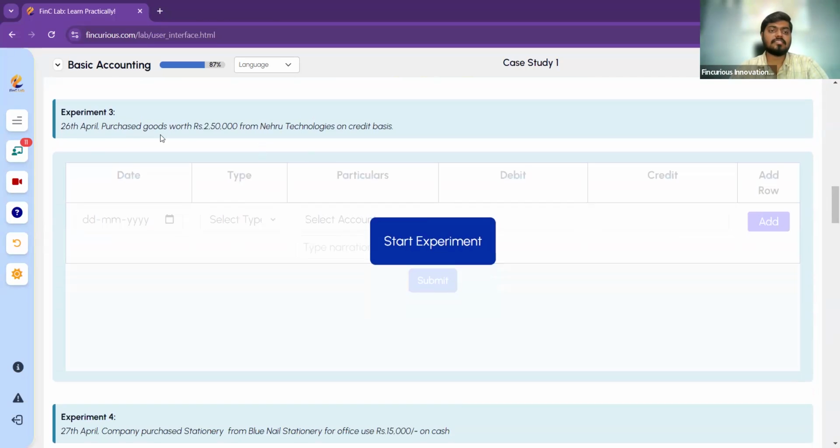Experiment 3: purchased goods worth rupees 2,50,000 from Nehru Technologies on credit basis. So what is happening here? Purchasing the goods. If we are purchasing the goods, what is that, purchases? It is an expense. So if expense increases, what we need to do? We need to debit. So purchases being an expense, it is increasing, we need to debit it. So purchases account will be debited.